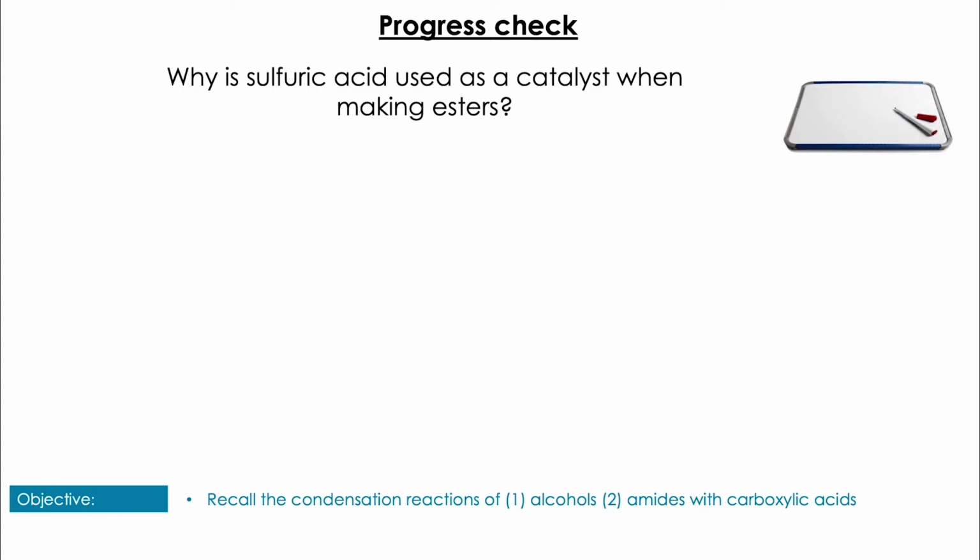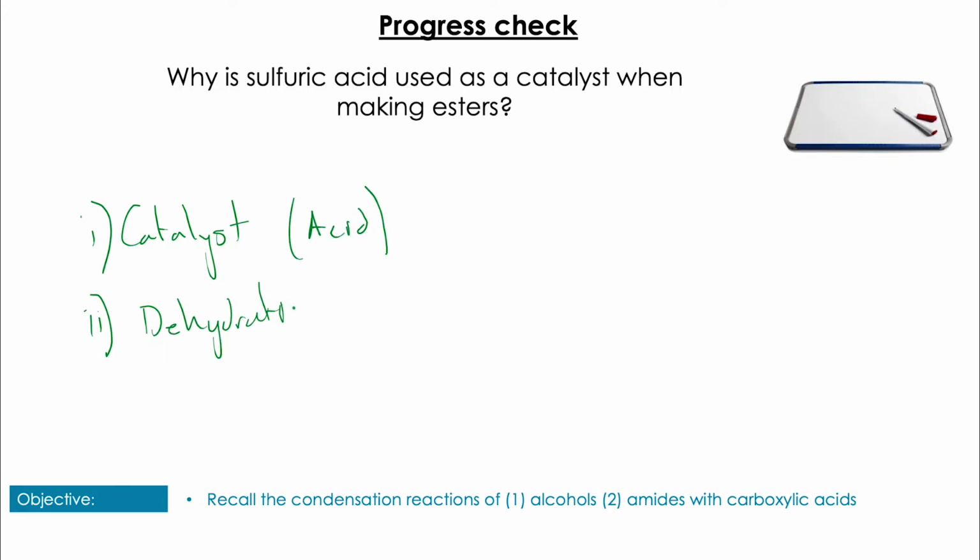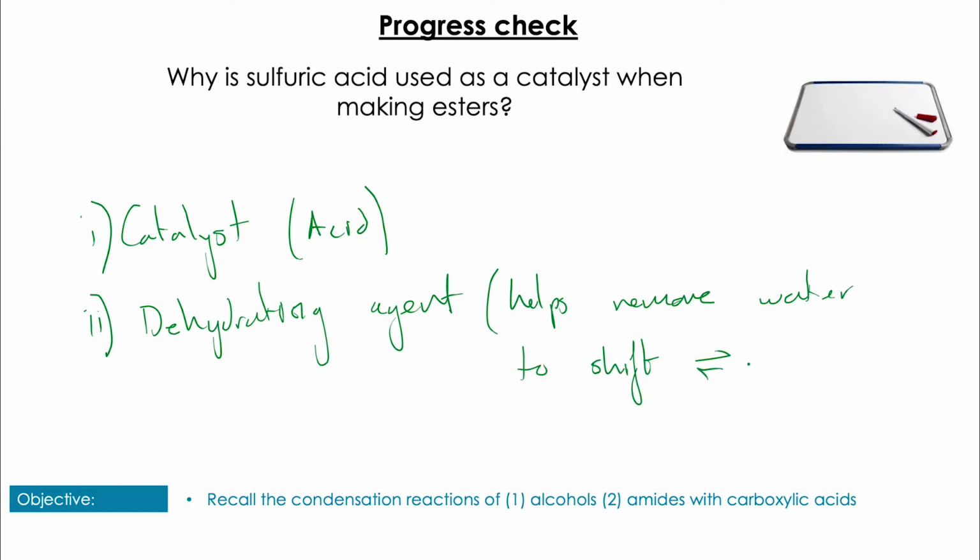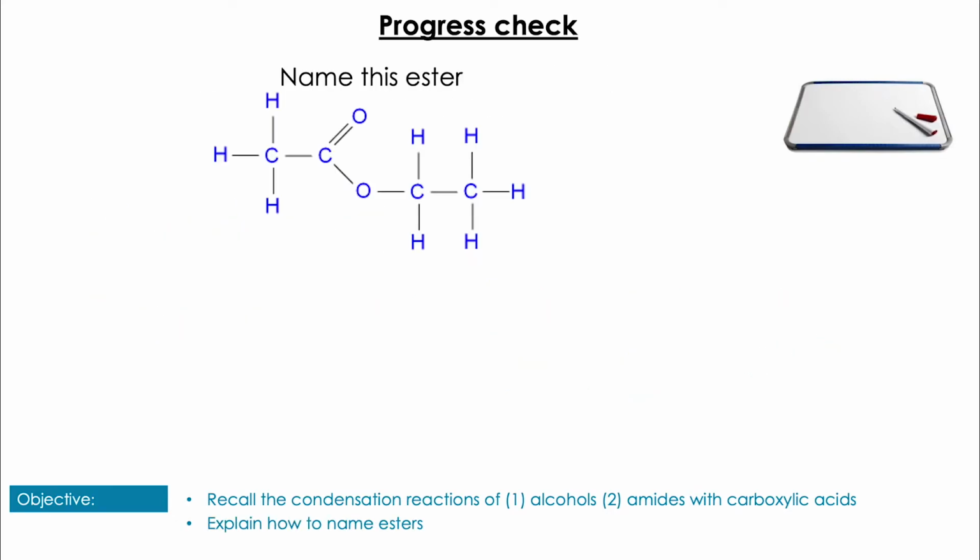Pop them up. 2 parts to this answer. First is obviously an acid catalyst that speeds up the rate of reaction, but also it's a dehydrating agent, which of course removes water from the reaction and helps to shift the equilibrium to the right hand side, producing more ester. Talking of esters, next question, name this ester.